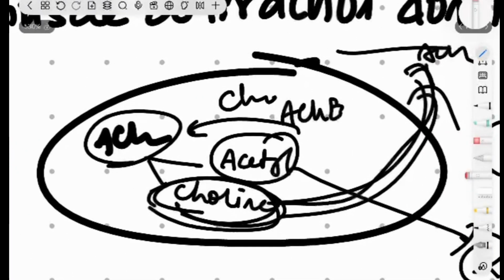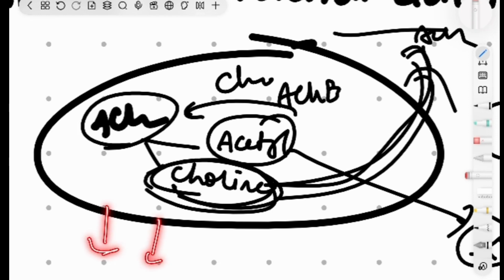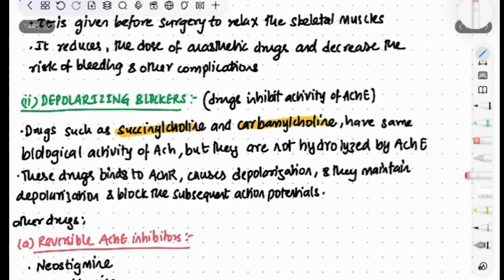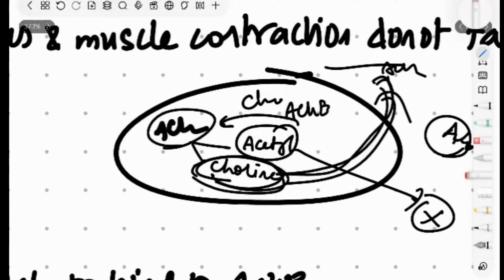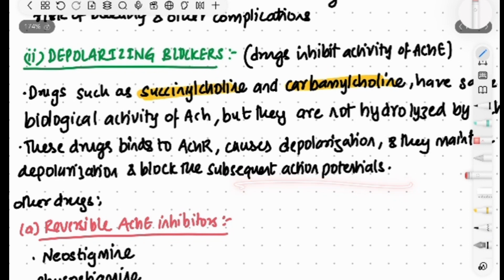Suppose acetylcholine is not cleaved, what happens? Depolarization takes place, right? If depolarization takes place, there will be contraction of muscle. With carbamylcholine and succinylcholine, acetylcholine esterase cannot act on them, right? So depolarization still continues. The action potential will be generated and there will be contraction of muscle, and depolarization is maintained.